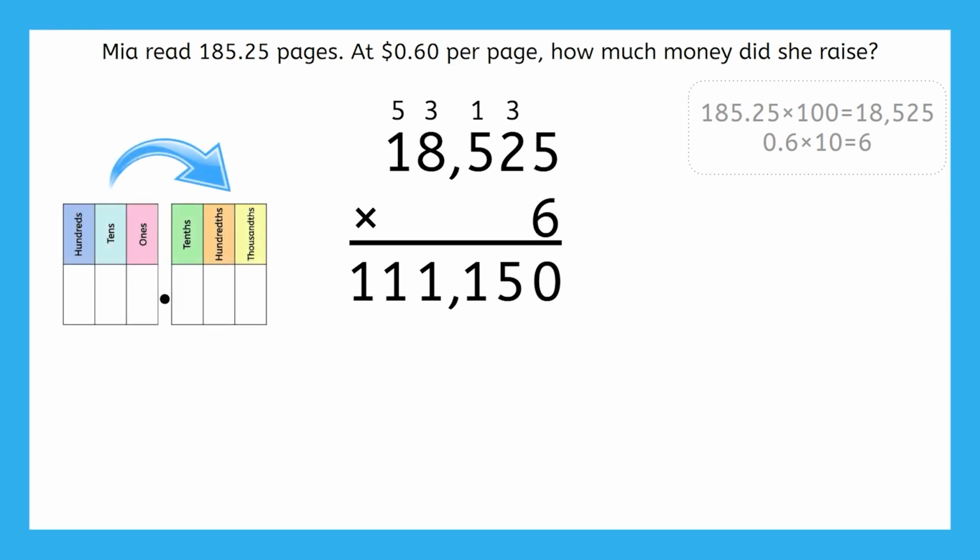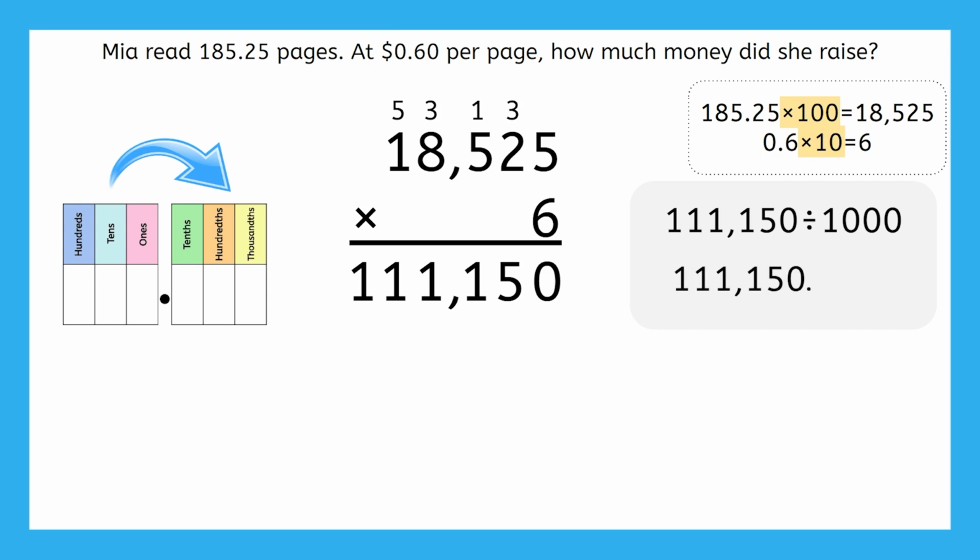To move the digits of our answer back into the correct place value, we still need to divide. We multiplied 185 and 25 hundredths by 100 and 6 tenths by 10, so we need to divide by 100 and 10. That's the same as dividing by 1,000, so our digits will shift a total of 3 place values smaller.